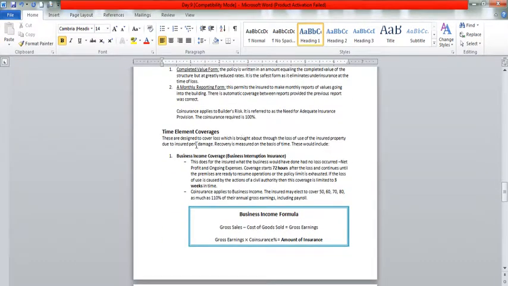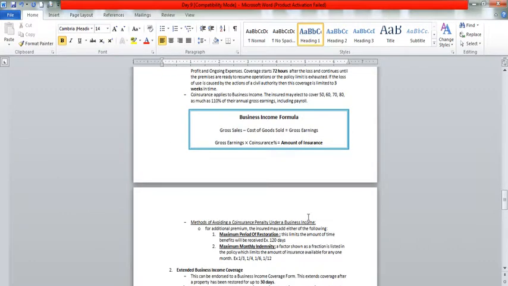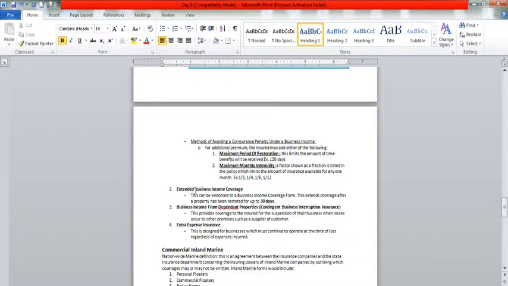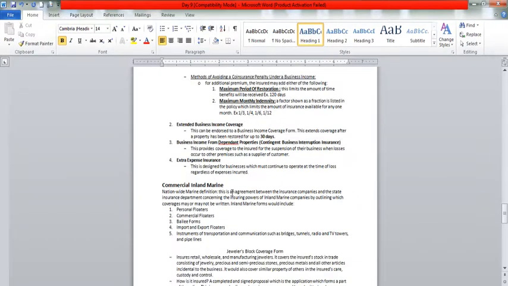Time element coverage is designed to cover loss brought about through the loss of use of insured property due to insured peril damage. Recovery is measured on the basis of time. A lot of times when people own grocery stores and something happens, such as loss of power, they may use business income coverage to get paid by the insurance company since the business is not running because of the power outage. Extended business income coverage is the same thing, but they're adding more and more: business income from dependent properties and extra expense insurance.